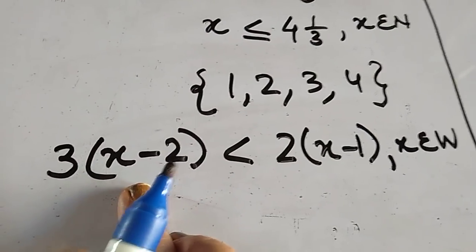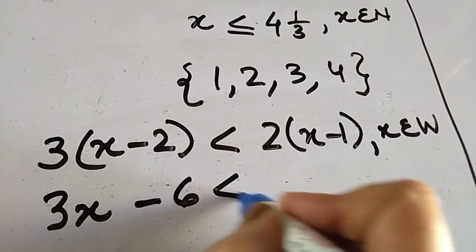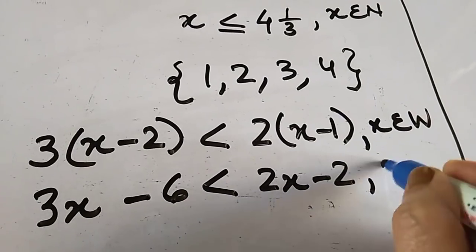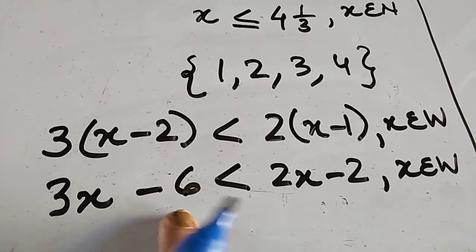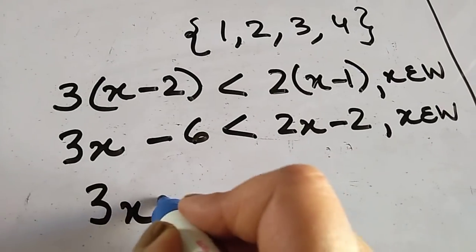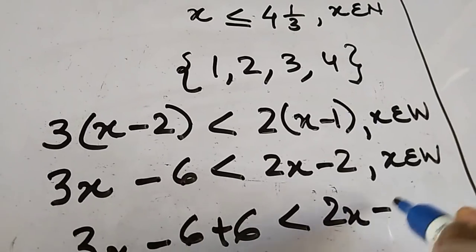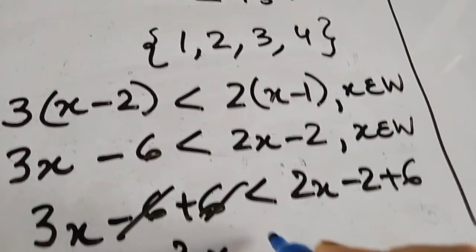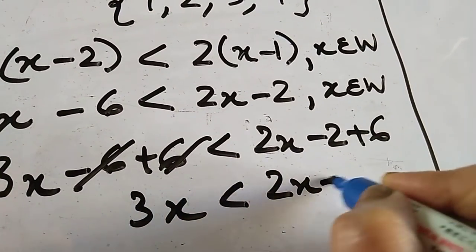First we need to open the bracket here. So 3x minus 6 is less than 2x minus 2. Clear? Understood? You all know how to open the bracket. Now, time to remove this minus 6 from here. When we remove this minus 6, we add 6 on both sides. Adding 6 to both sides, this cancels. We get 3x is less than 2x, and minus 2 plus 6 is plus 4.